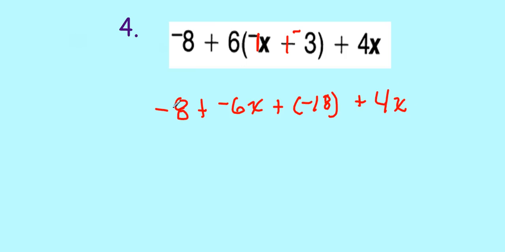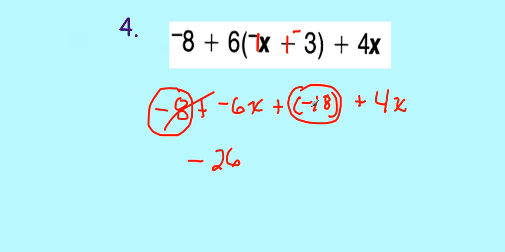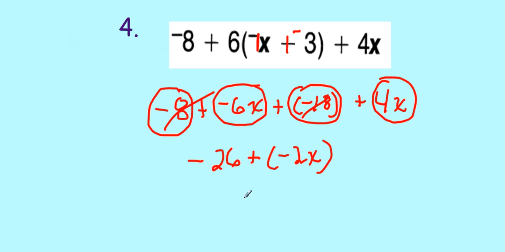4x. Circle your first term, so negative 8 combines with negative 18 to make negative 26. Okay, cross those two terms out, and then we have negative 6x and 4x. So negative 6 plus 4 is plus negative 2. And if we want to rewrite that in the correct order, so it'll be negative 2x plus negative 26.